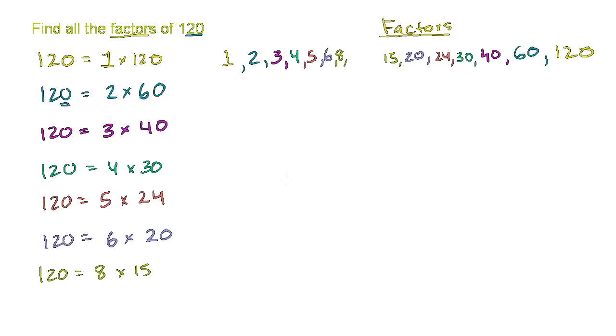So let's move on to 10. Well, this is pretty straightforward. It ends in 0, so we will be divisible by 10. So let me write that down. 120 is equal to 10 times 12. This is exactly what 120 is. So let's write those factors down. 10 and 12.